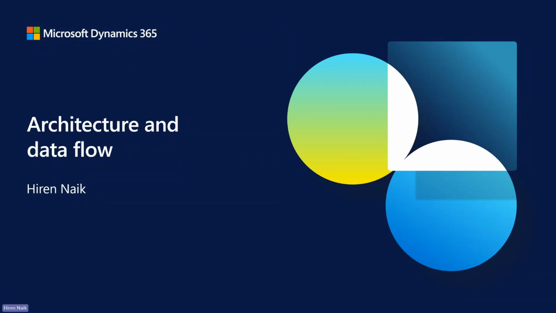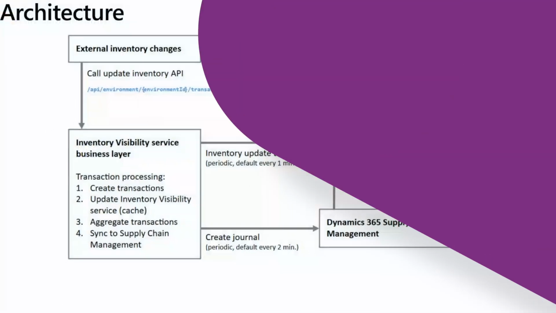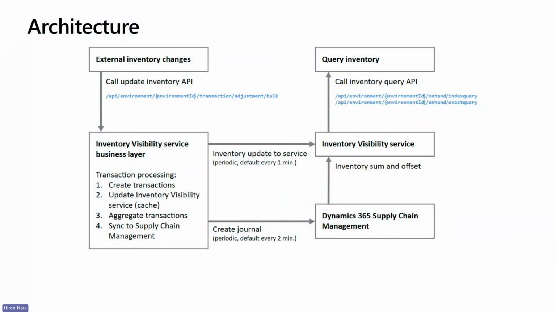So now in this section, let's review a high-level architecture of this new capability, the composable solution which Vijay has just mentioned, and then we'll also look at the end-to-end data flow. In this architecture, what you see on the top are the external systems. These two boxes represent the external systems. In the middle, we have the Inventory Visibility Service. And you see a separate block for the Inventory Visibility Service, which pertains to this particular feature, called the Inventory Visibility Service business layer. And then you have Dynamics 365 Supply Chain Management.